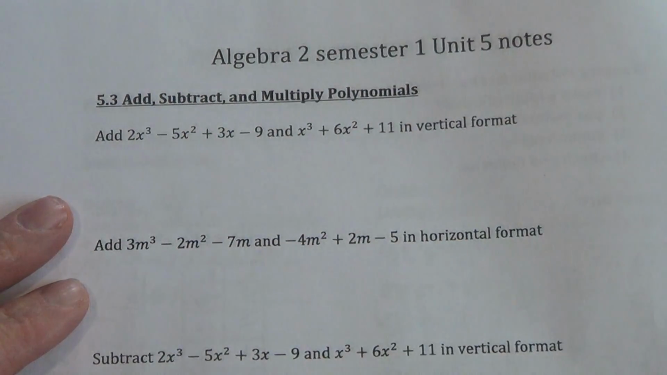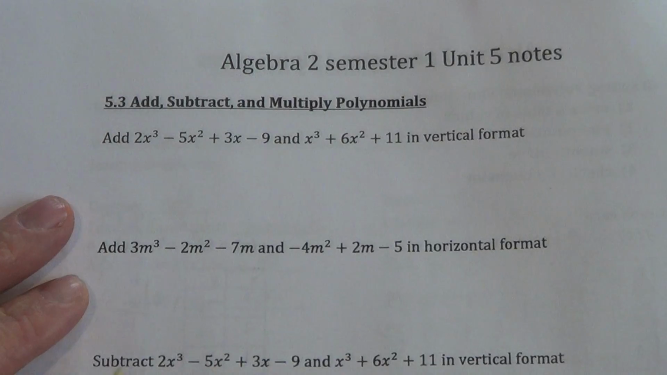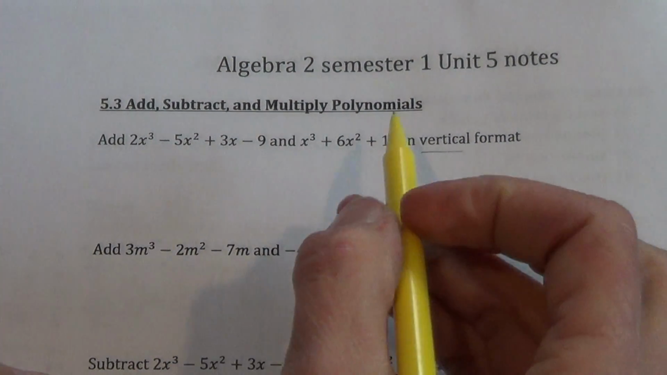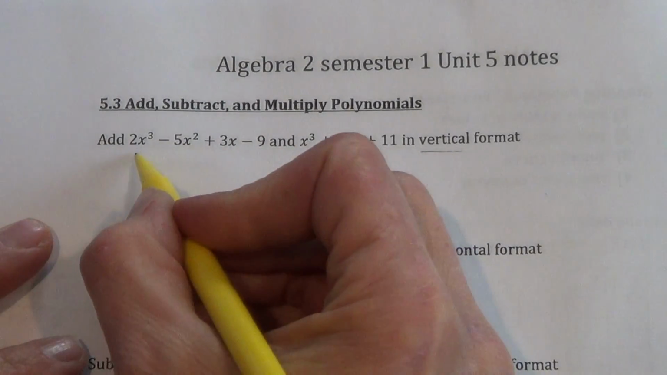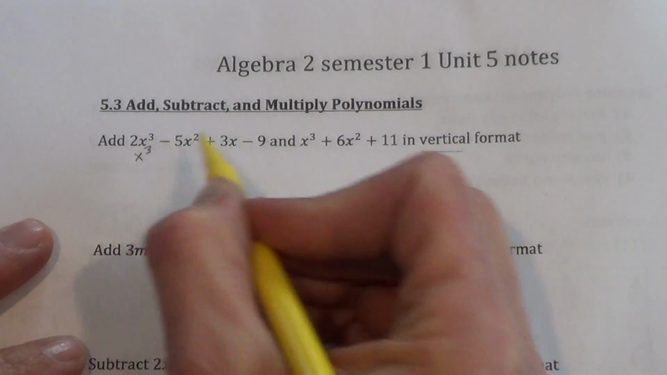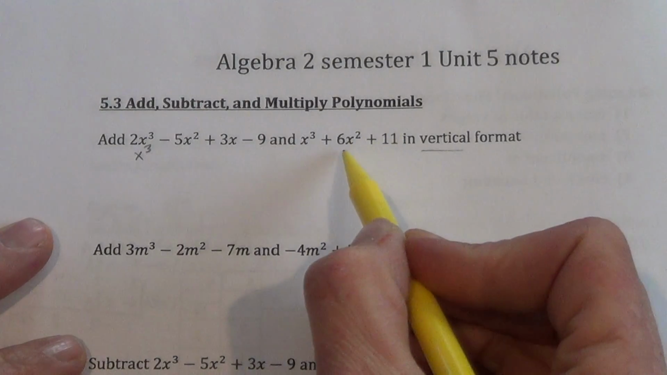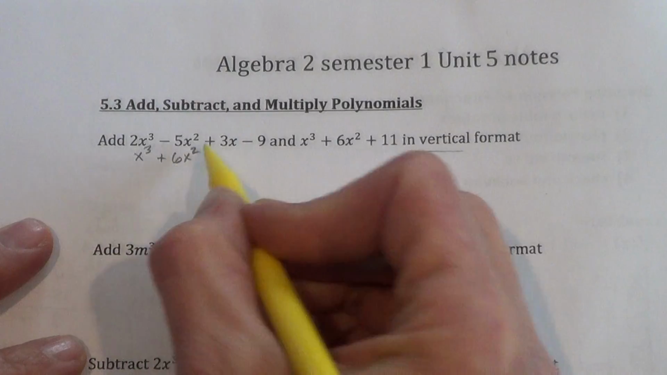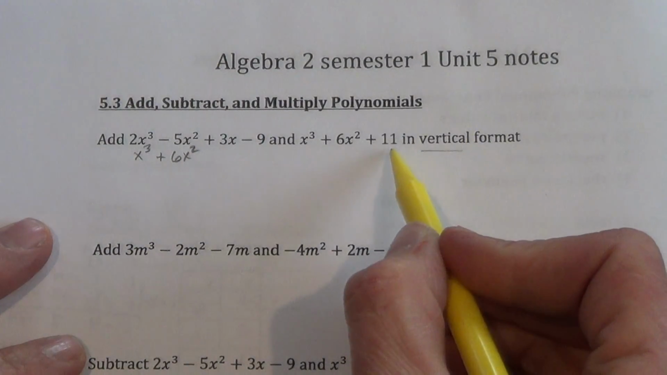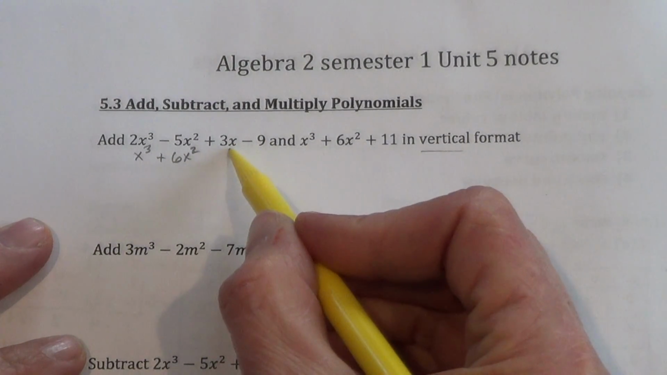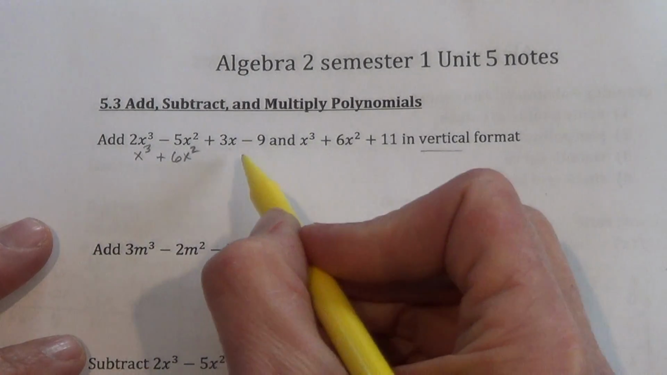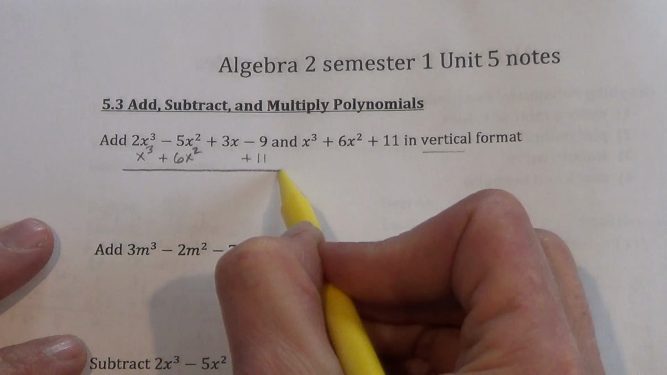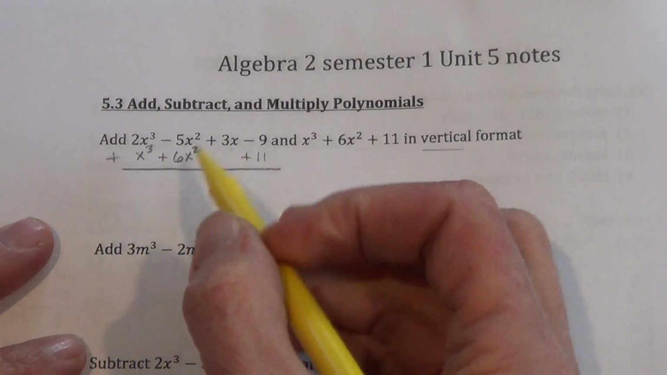So let's look at this first one. They want us to add in vertical format. Vertical is up and down. So I just take this x cubed, write it underneath x cubed there. 6x squared, it's a positive 6x squared, right underneath the other one. And then the 11 doesn't have an x value, so it doesn't go underneath that x value there. Instead it goes under the 9, because they're both constants. Now we add these.